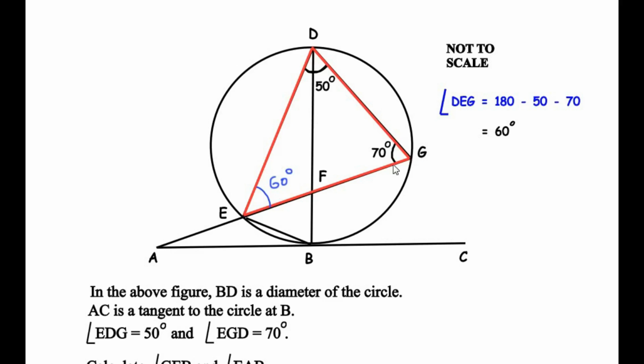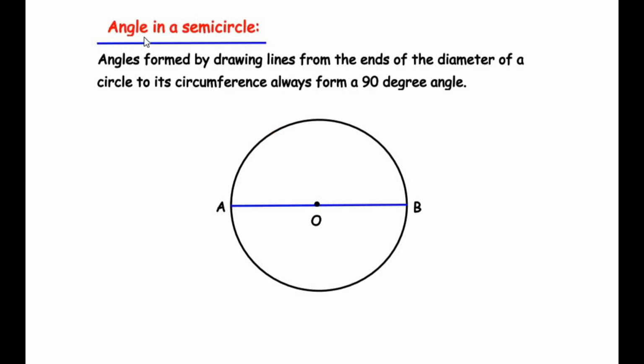Now here we need to find out the missing angle GEB, and for that let us consider a circle theorem, which is the angle in a semicircle theorem. It states that angles formed by drawing lines from the ends of the diameter of a circle to its circumference always form a 90 degree angle. So you can see that I have drawn a circle over here and we have drawn a diameter AB passing through the center of the circle.